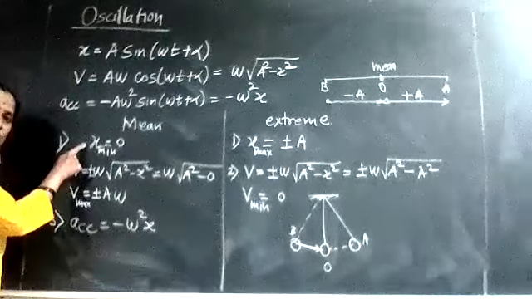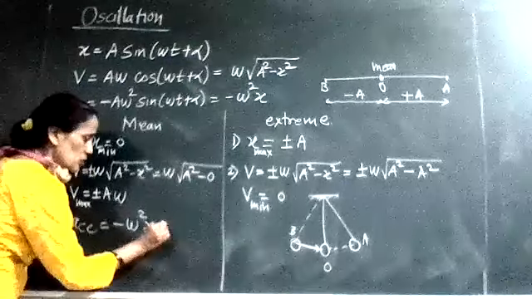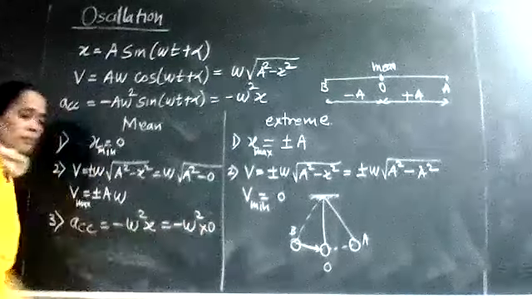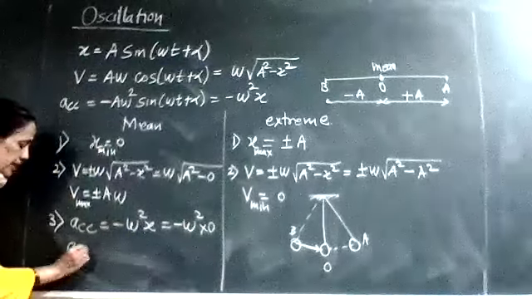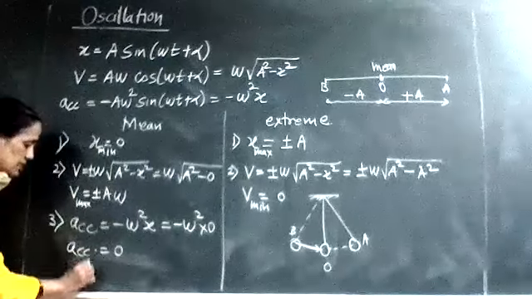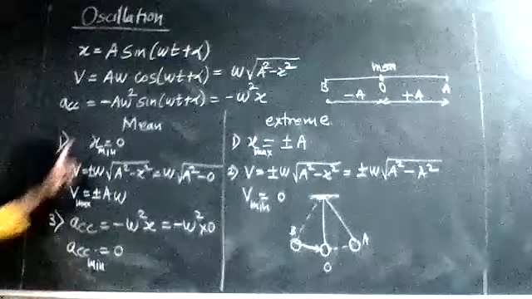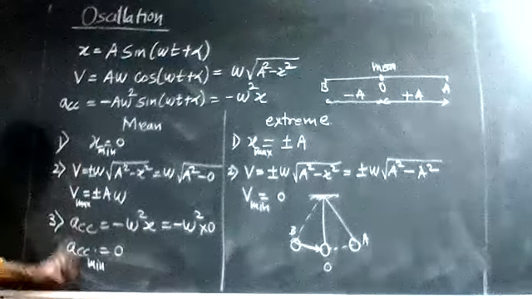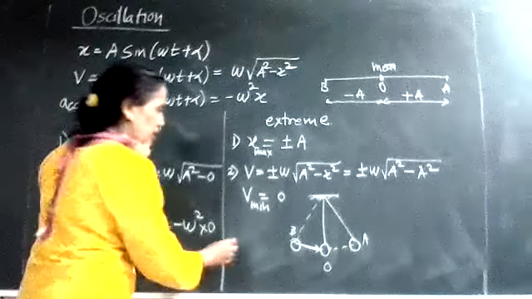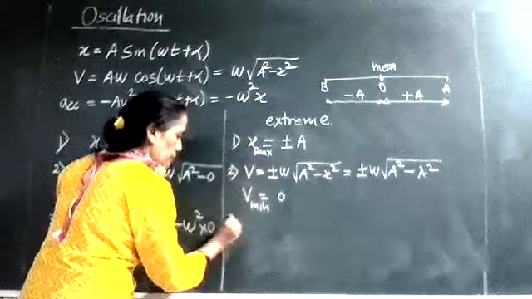At mean position, what is the displacement? Displacement is 0, that is x is equal to 0. So I can put that value: minus omega square multiplied by 0. What am I getting? Acceleration is equal to 0, and 0 means this is the minimum value. So at mean position, acceleration is minimum, that is 0. And now here I can write down acceleration at extreme position.